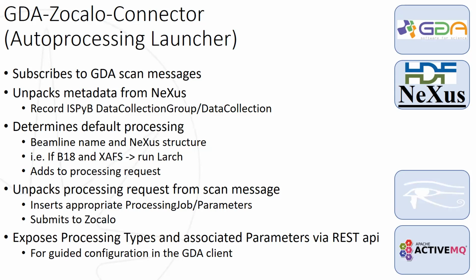So another main bit of glue is our auto processing launcher, which has the imaginative name, the GDA's overlay connector. It subscribes to the GDA scan messages, unpacks metadata from Nexus and records it into ISPyB in the appropriate places, determines whether there's any default processing based on the Nexus structure in the beamline, and then unpacks any requested processing, sends it all to Zocalo to be done, and it exposes these processing types via REST so they can be configured by the client.